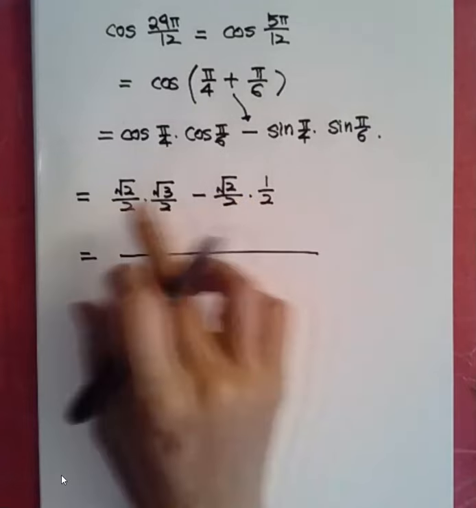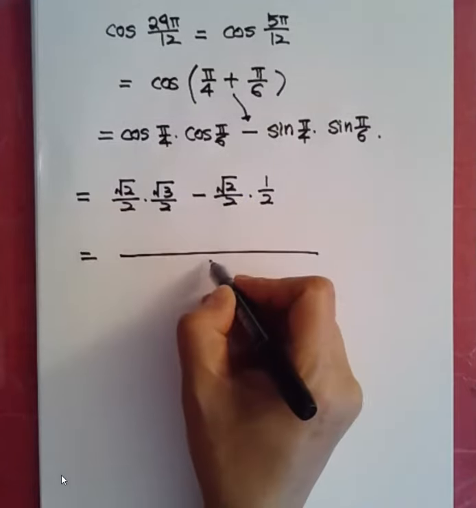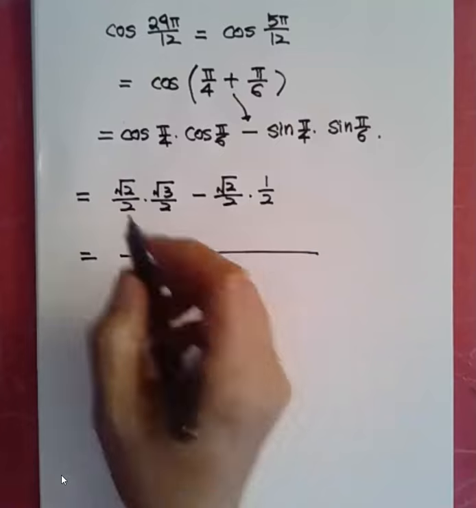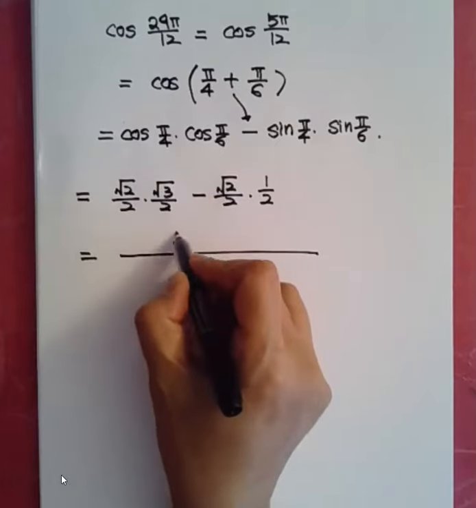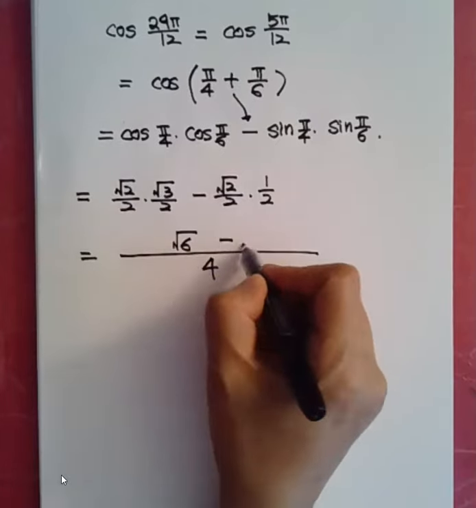The common denominator is 4. The first term is square root of 6 minus square root of 2.